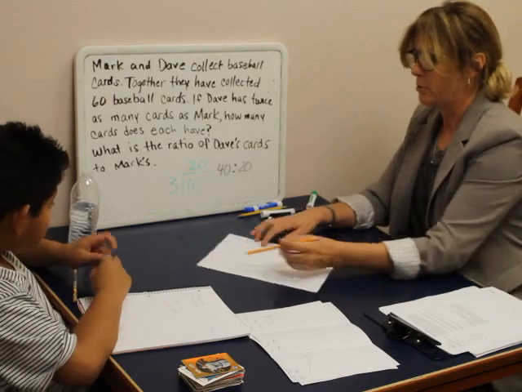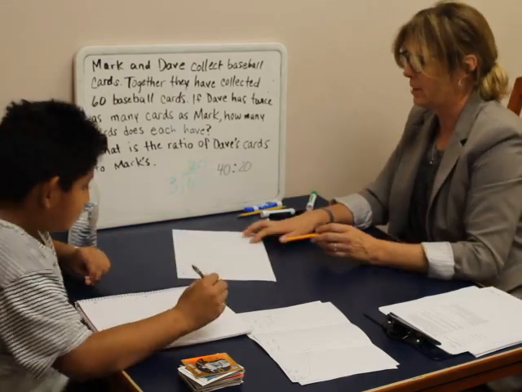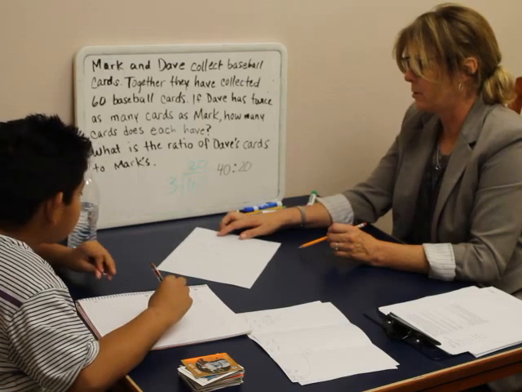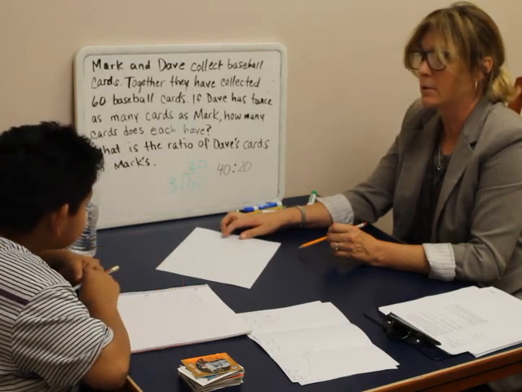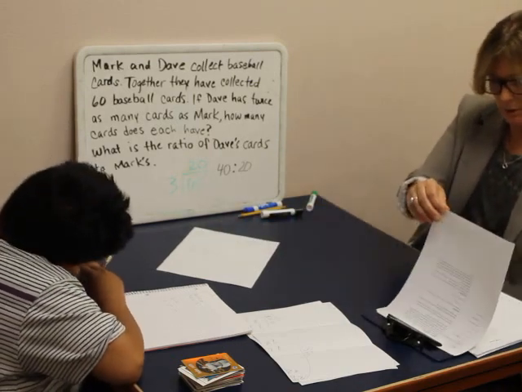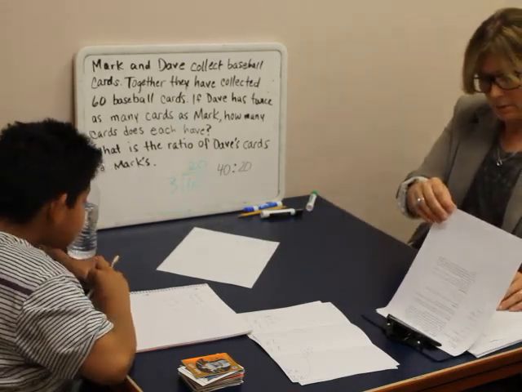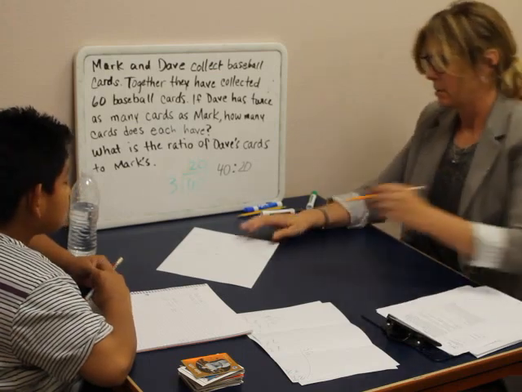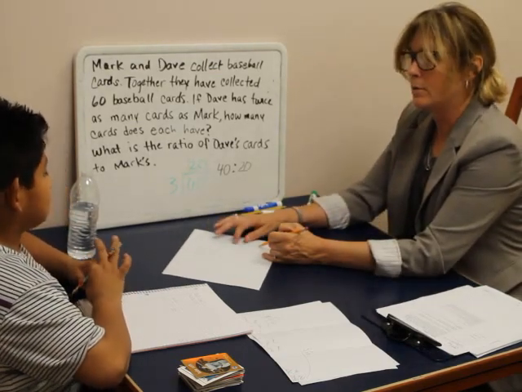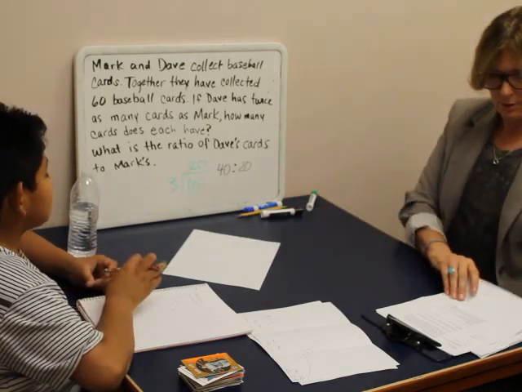So what does this symbol mean, 2x? What does that mean? 40? It means 2 times the number of cards, right? 2x equals 2 times the number of cards. And if x equals 20, 2 times x equals 40, right? Yes.